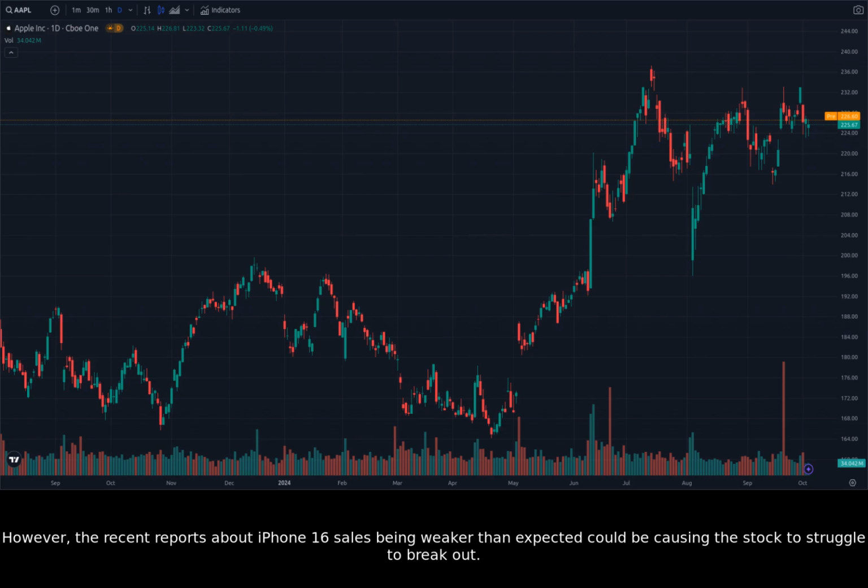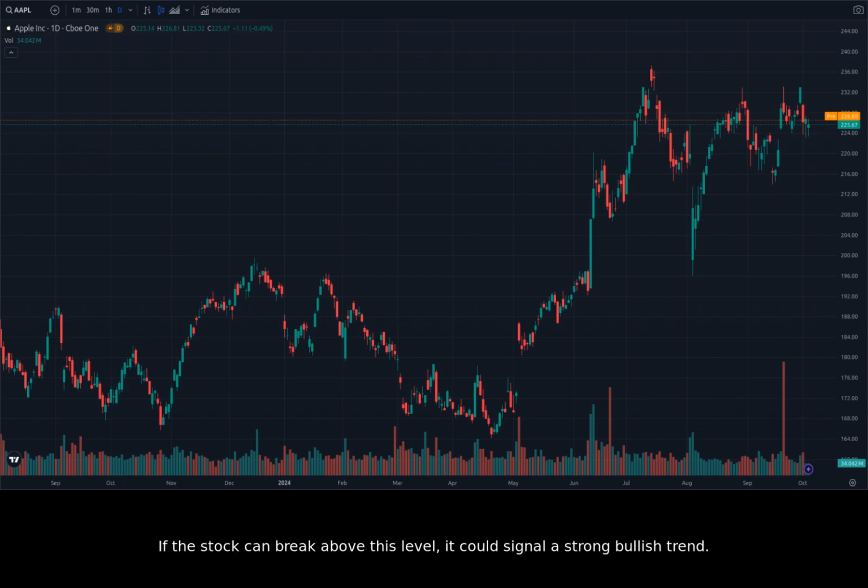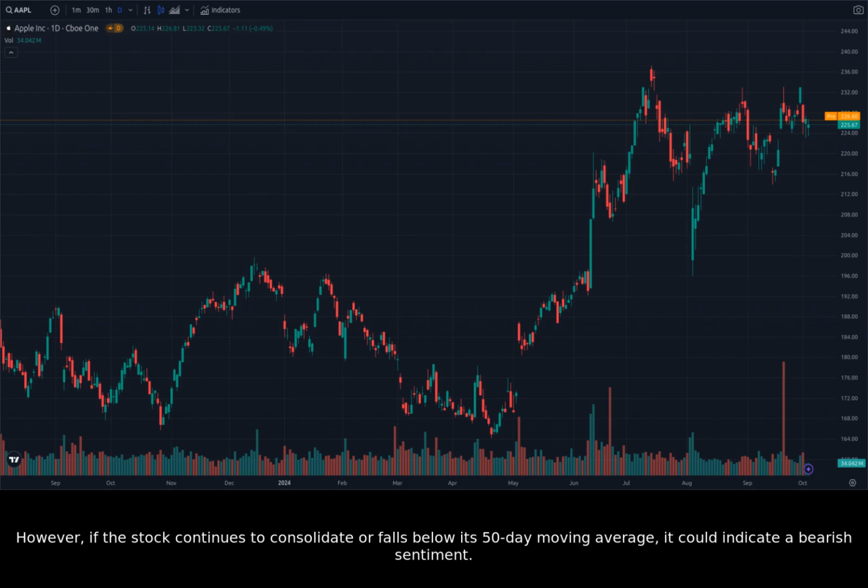However, the recent reports about iPhone 16 sales being weaker than expected could be causing the stock to struggle to break out. Looking at the daily chart, we can see a clear resistance level at around $237.23, which is also the all-time high for the stock. If the stock can break above this level, it could signal a strong bullish trend. However, if the stock continues to consolidate or falls below its 50-day moving average, it could indicate a bearish sentiment.